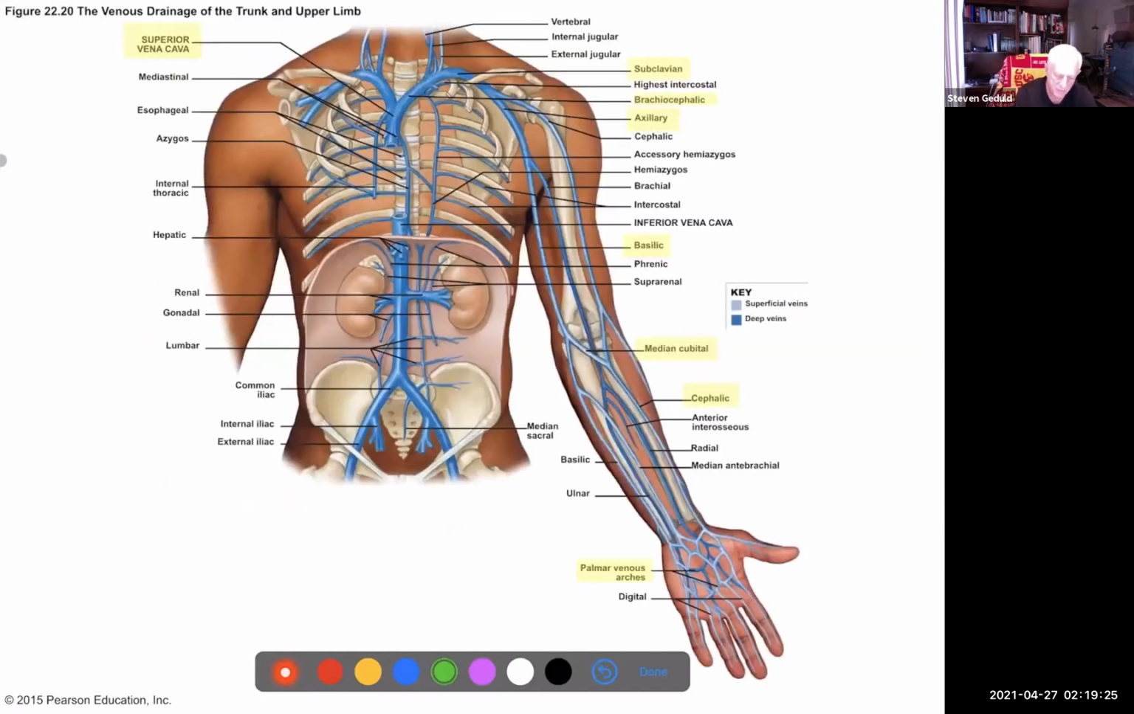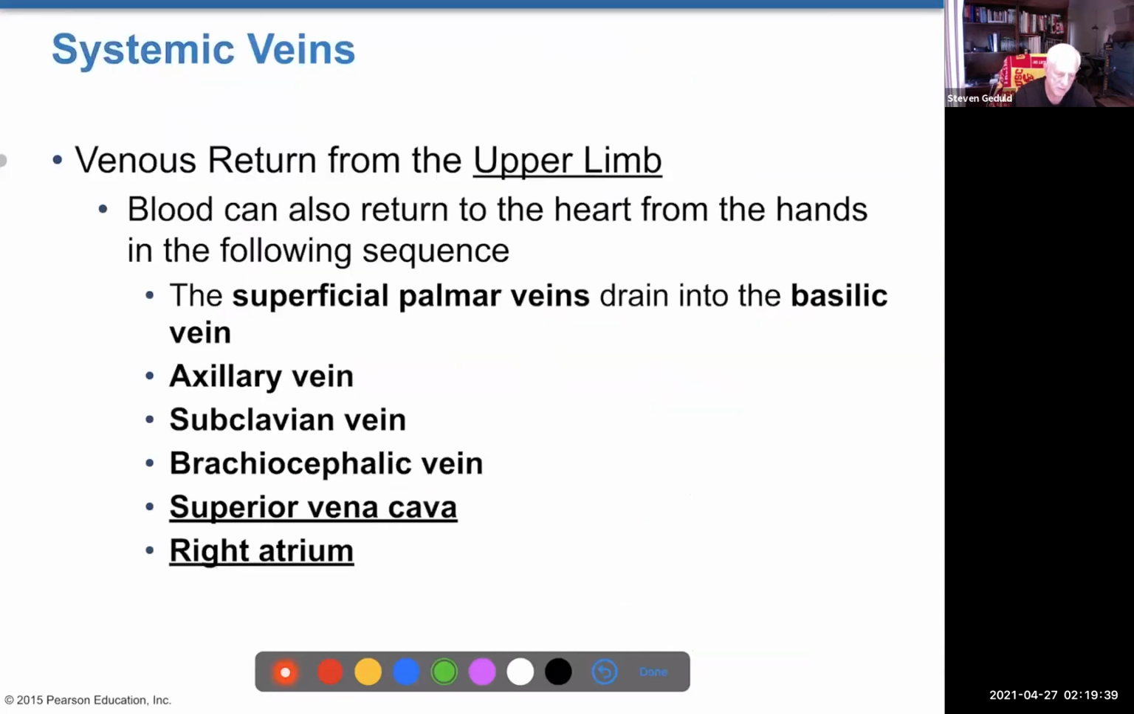Okay, so here's the palmar venous arches, and you can go through the cephalic vein to the median cubital, into the basilic vein, into the axillary, brachiocephalic, the subclavian, and again, drain into the superior vena cava, into the right atrium. Okay, let's do one more, then we'll take a little break here. Blood can return from the hands by the superior palmar veins now, and the basilic vein, to the axillary vein, subclavian, brachiocephalic.